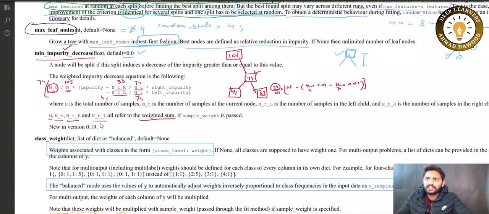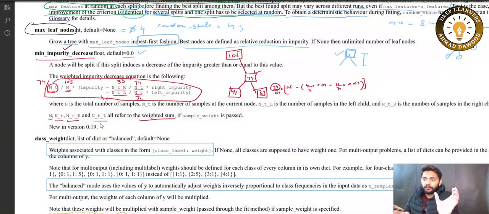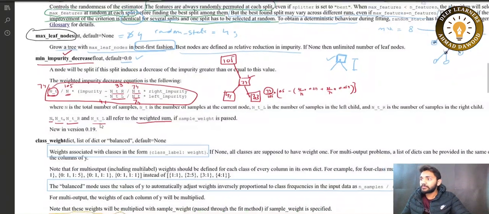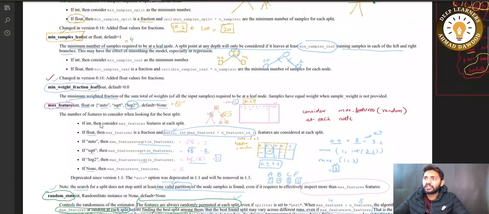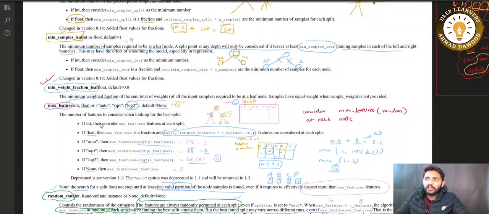Then again the formula is the same: the impurity of the node minus the weighted sum of the impurity of its children, multiplied by the fraction of the weight of that node in the whole data set. Like I mentioned previously for min weight fraction leaf, if you pass sample weights during the training part, it will also consider those.